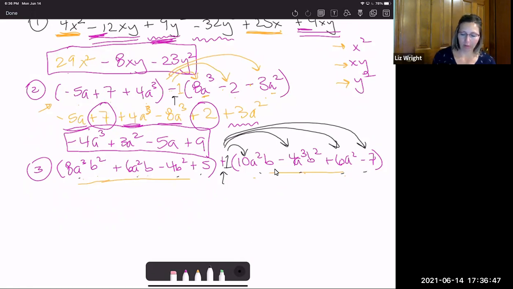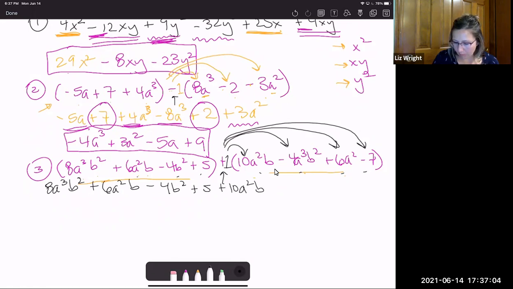And so I'm just going to rewrite them because the first set of parentheses does me no good. So I'm going to have 8a cubed b squared plus 6a squared b minus 4b squared plus 5 plus 10a squared b minus 4a cubed b squared plus 6a squared minus 7.